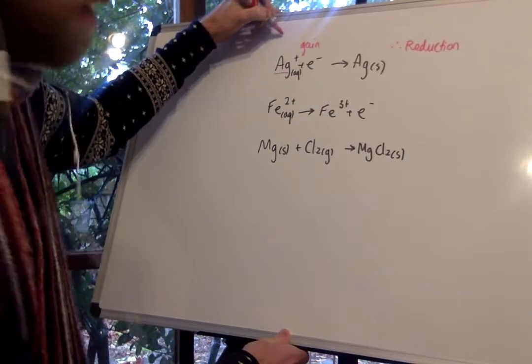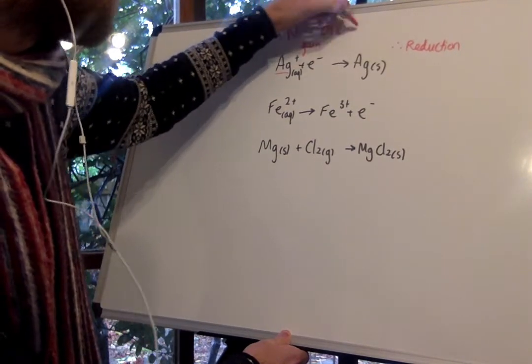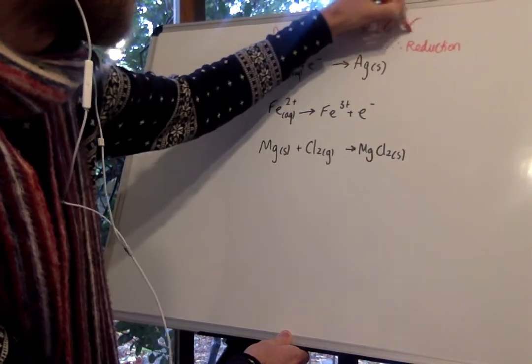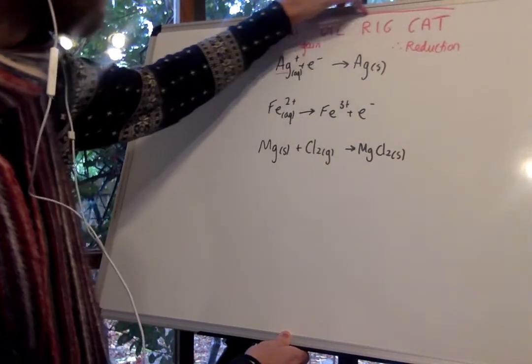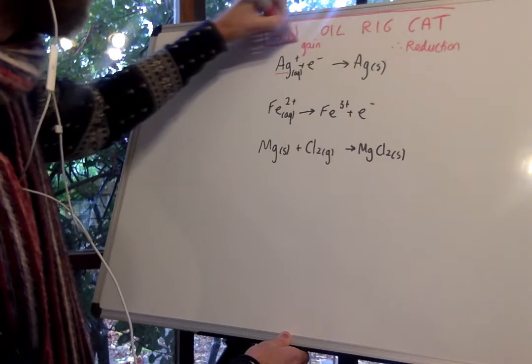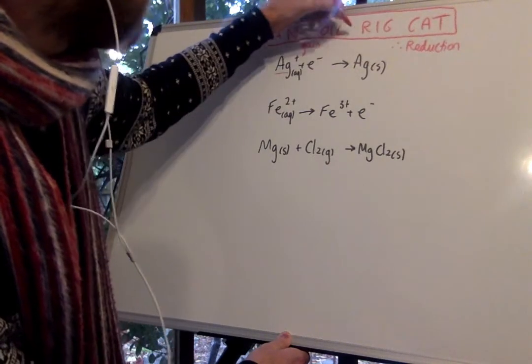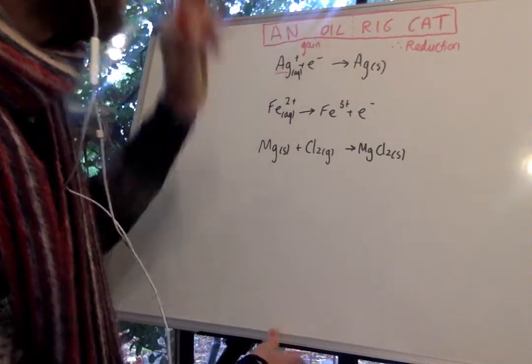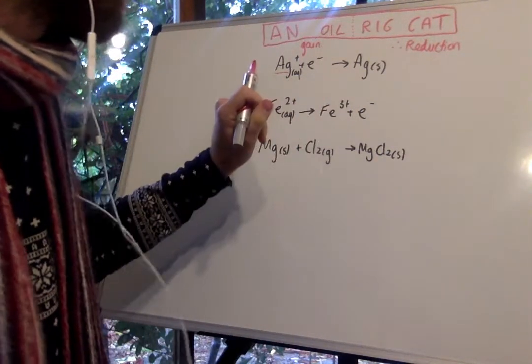You've got to have, I'll write it really big, an OIL RIG CAT. That's the one that's like always true. So you think anode oxidation is loss, and then reduction is gain at the cathode. So the first one is definitely going to be reduction.